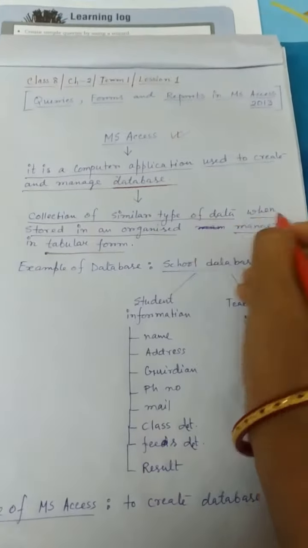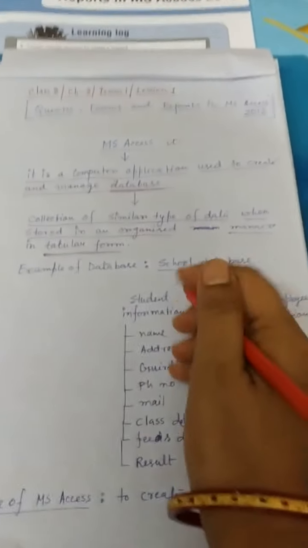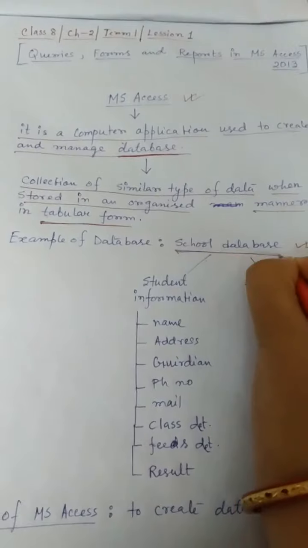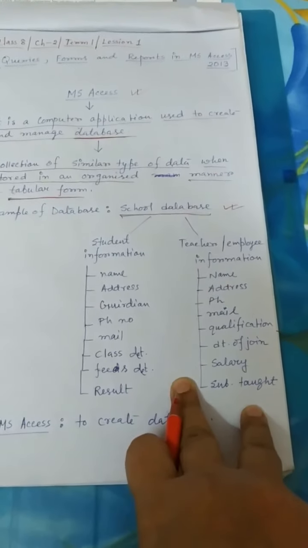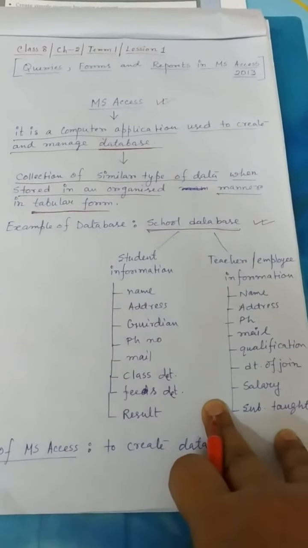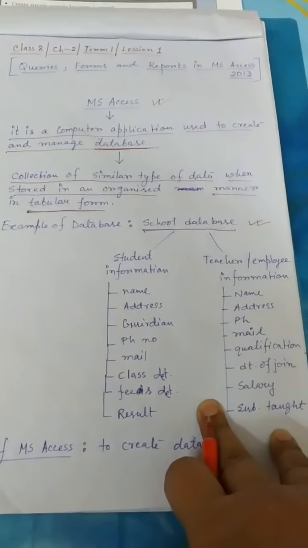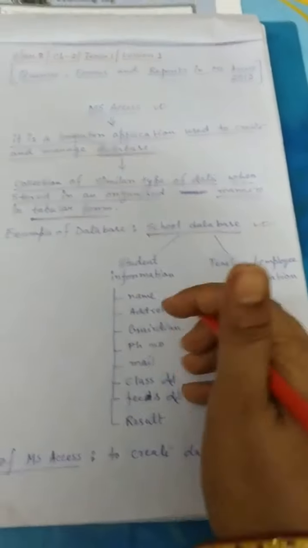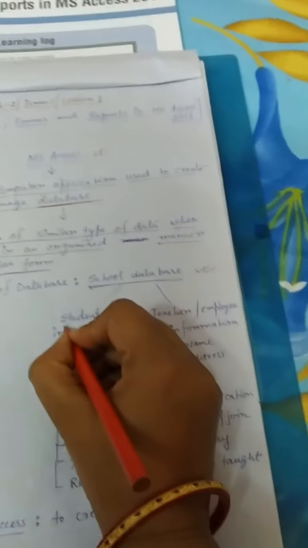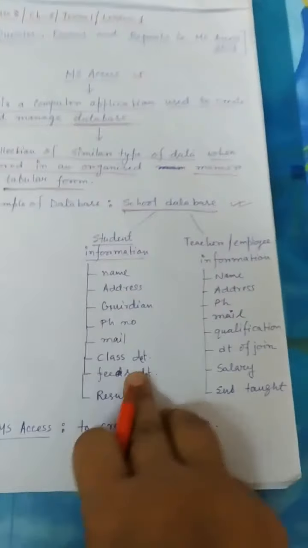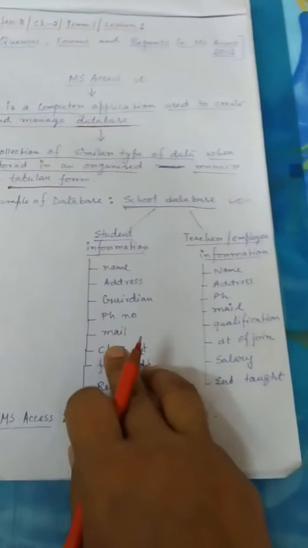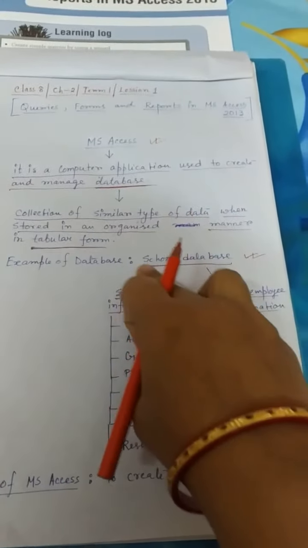Now, let's give an example of a database, for example a school database. A school handles only students and teachers. So there may be two types of data: one is the student information, and another is the teacher or employee information. These are the two parts of a school database.